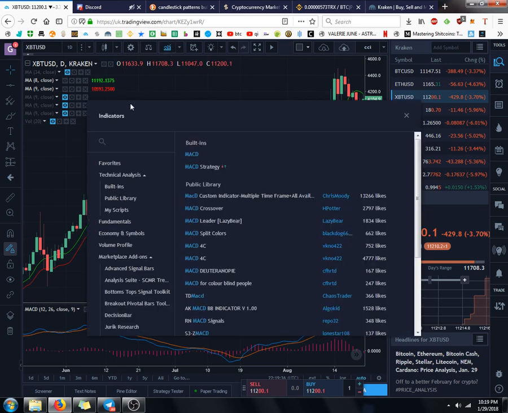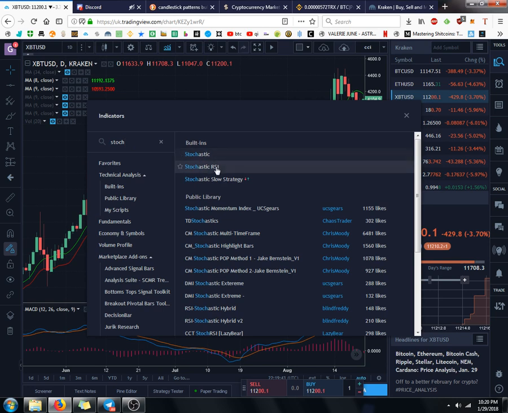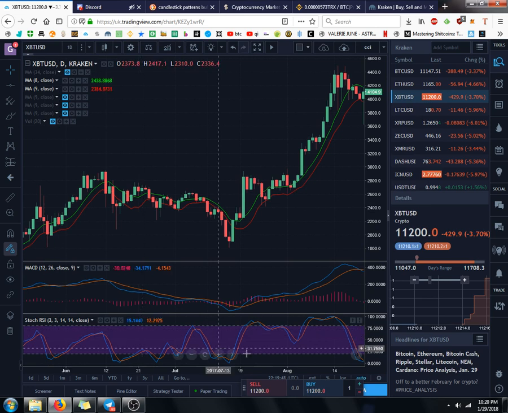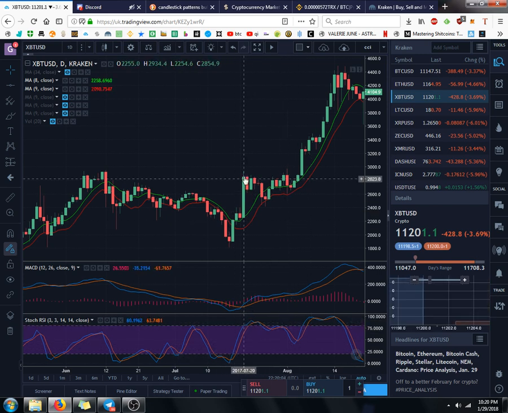Another indicator I added is the stochastic RSI. The RSI is the relative strength index. It's just waves, but it shows you whether it's oversold or overbought. If it's above the purple, it means it's overbought. It's bought too much, so it's going to start turning down. Sorry, I said oversold earlier, excuse me, it's overbought.